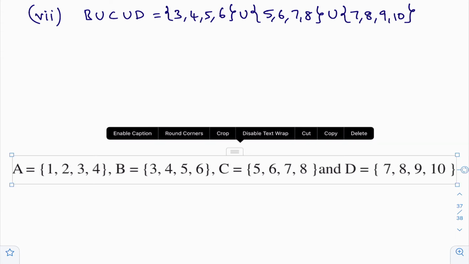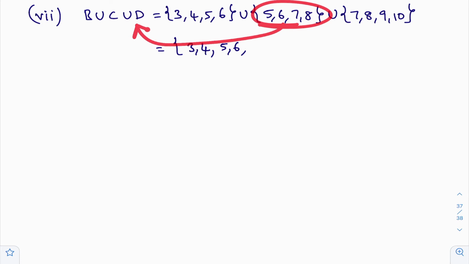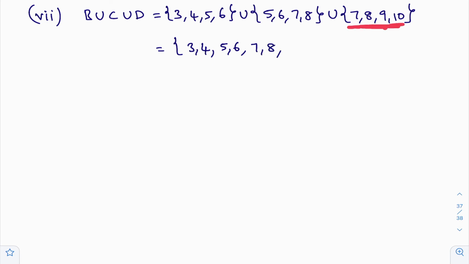Clear? Now, what they are asking to calculate is B union C union D. How to write? If the element is present in B, definitely it is present in B union C union D. So write all the elements of set B: 3, 4, 5, 6. If the element is present in C, definitely it is present in B union C union D. So 5 is already listed, 6 is already listed. So what you will get here? 7, 8. Now, if the element is present in D, definitely it is present in B union C union D. Here 7, 8 are already listed. So what you will get? You will get 9, 10. I hope you understand this solution.